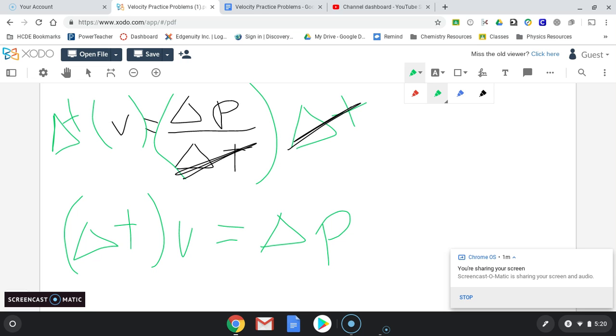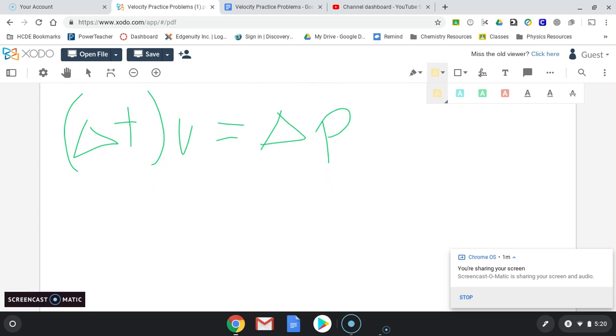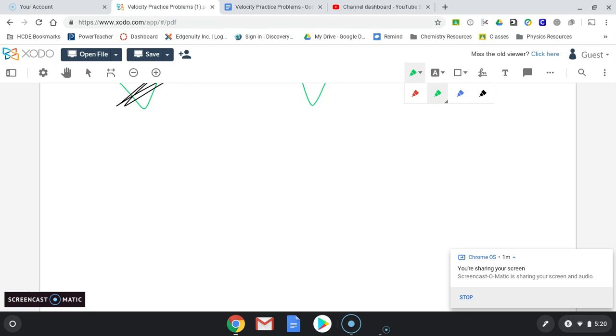And like I said, I want to keep going so that I can get delta T by itself. So what I'll do now is divide both sides by V. And again, delta T times V divided by V, well, the V's are going to cancel out. So those are gone. And what are we left with? Delta T equals P divided by V.